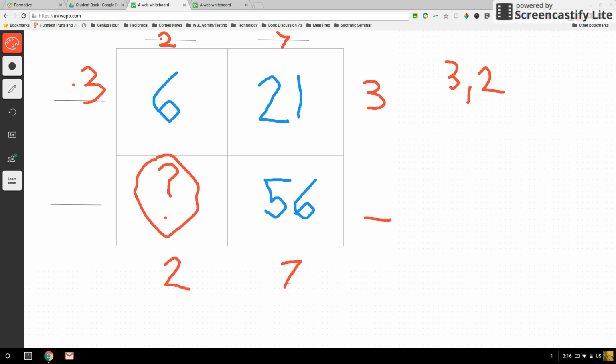but I can figure out, well, 7 times what gets me 56? Well, 7 times 8 gets me 56. Now, 8, I put it all the way across because that's our rules of a factor puzzle. And then, voila, I have the 2 factors that will get me my missing number. 8 times 2 equals 16. So my missing number is 16, and we've solved this factor puzzle.